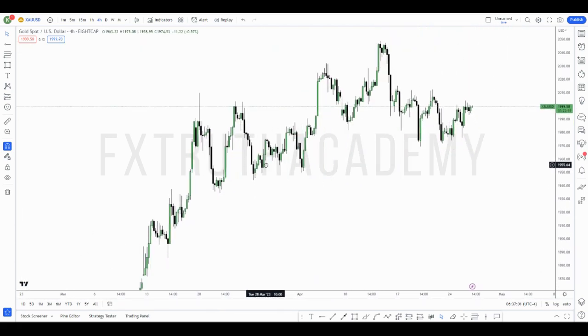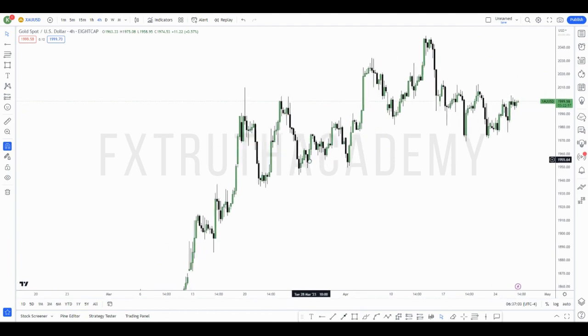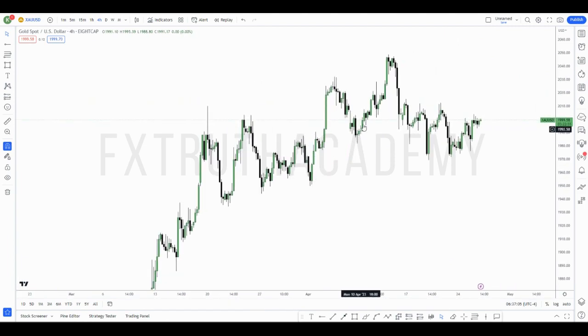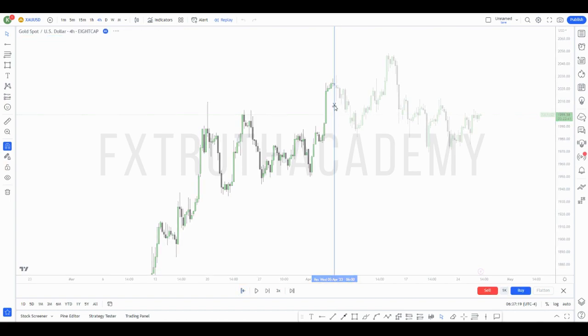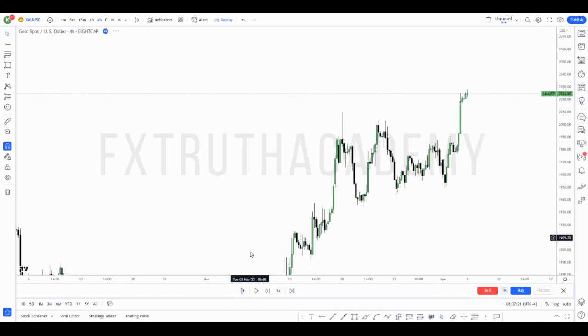So let's say I want to catch this intraday price action swing right here. Let me say I want to catch this intraday price action swing. So I'm going to zoom, and I'm going to use the replay tool and cut all the way to this zone right here. So let me cut all the way to this zone.